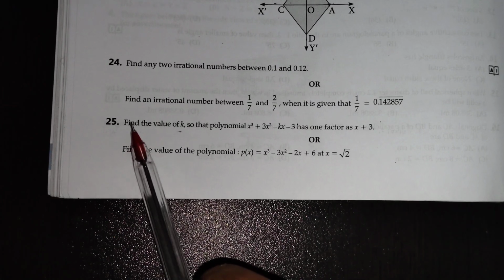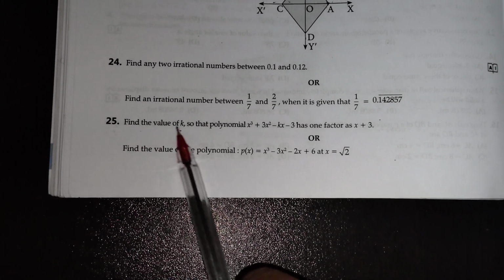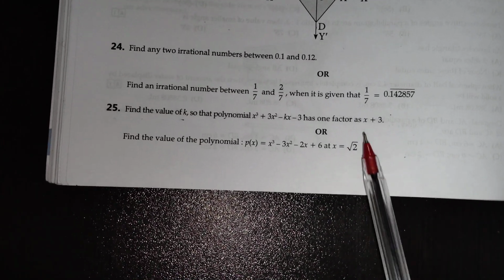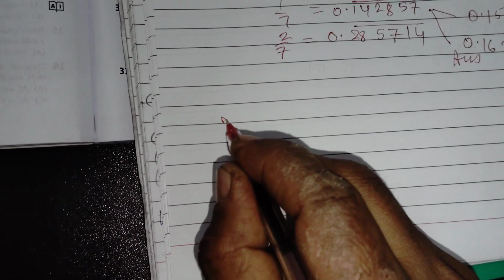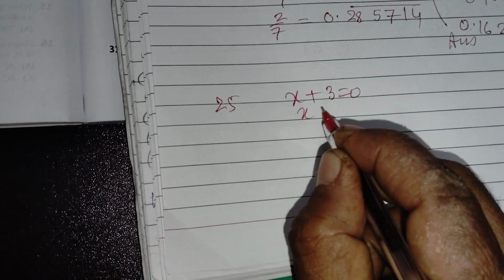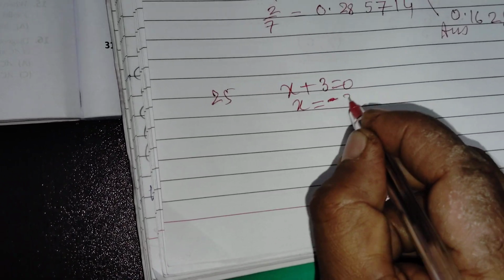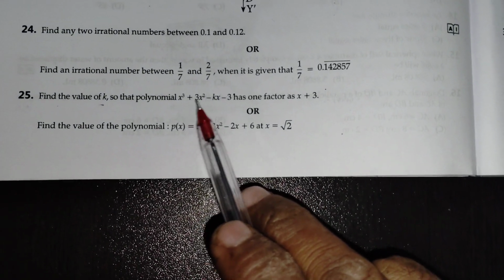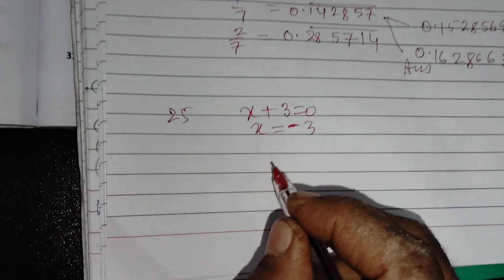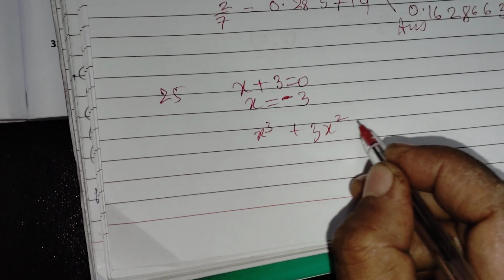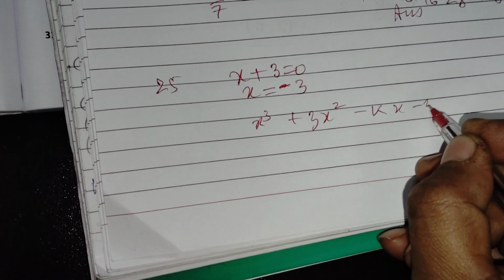Next, 25th A part. Find the value of k so that the polynomial has one factor as x plus 3. So x plus 3 is one factor, so we can set it equal to 0. So x equals minus 3 is the first solution. What we do is plug in the value of x equal to minus 3 in this equation. The equation is x cube plus 3x square minus kx minus 3.